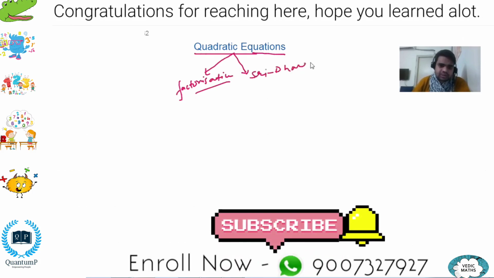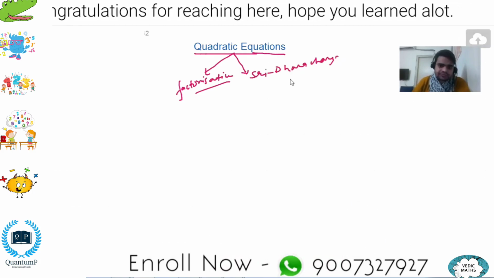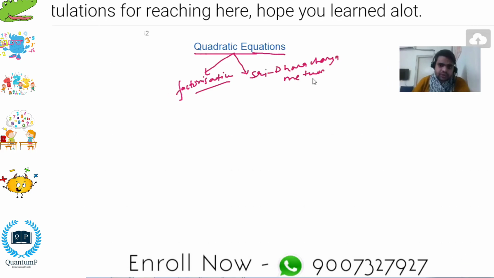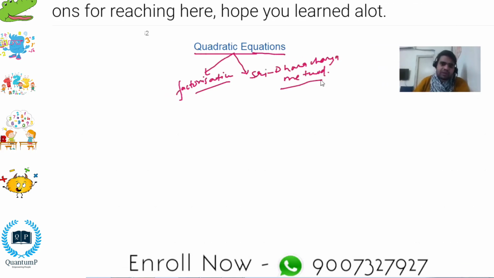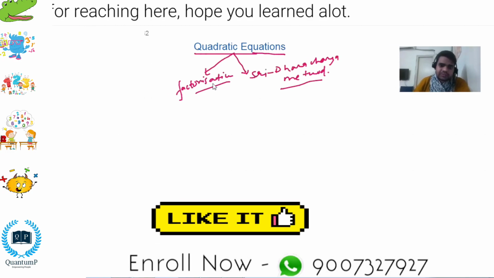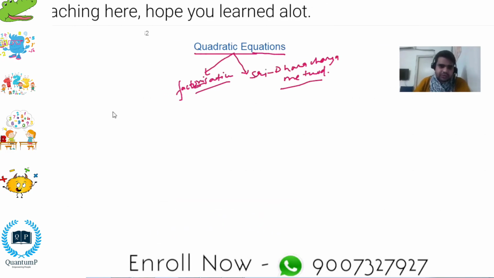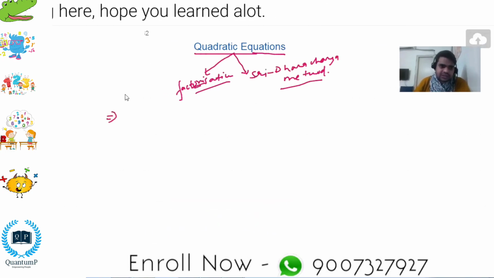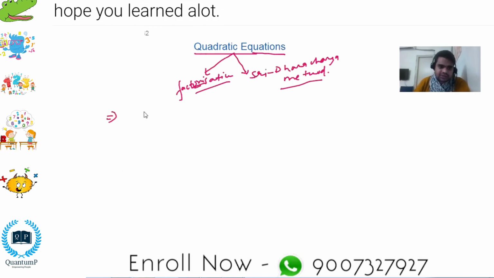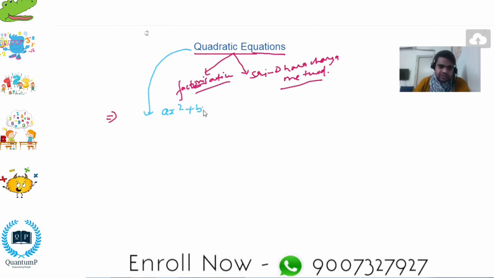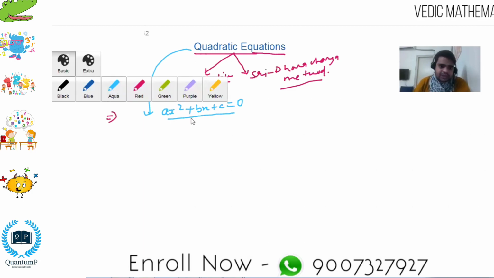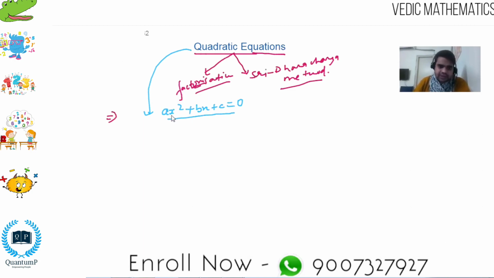Basically, Sridharacharya method is a formula method, and factorization is middle term factorization, which I'm going to show you. First, let's understand what this quadratic equation is. The quadratic equation has this general form: ax square plus bx plus c is equal to 0, where a, b and c are coefficients of x square, x, and c is a constant term.